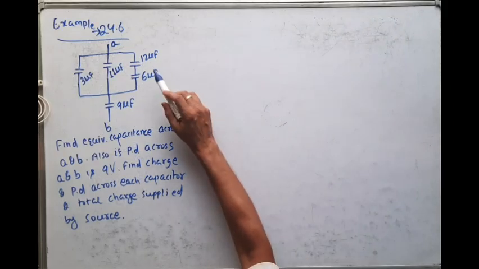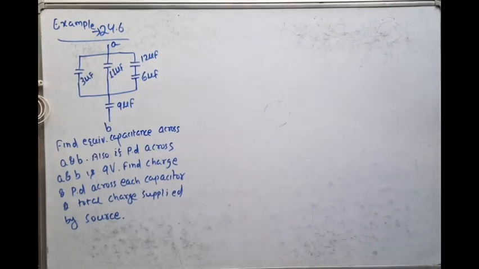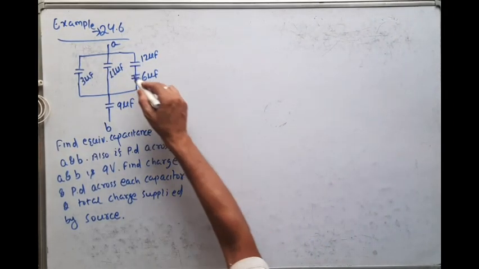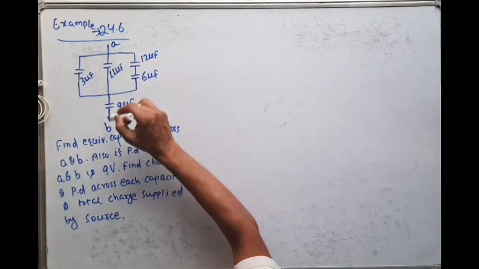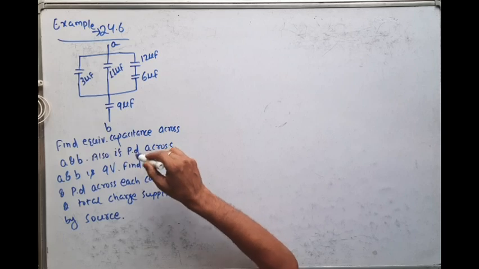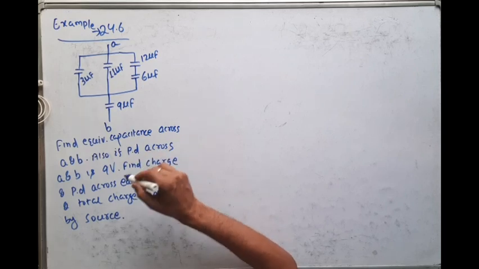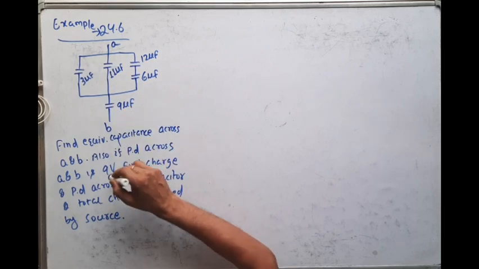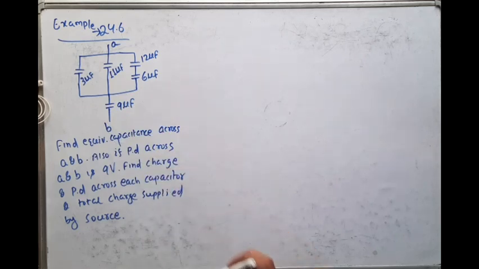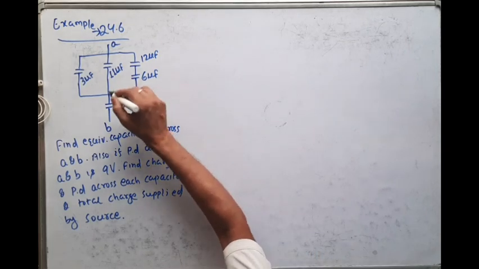Now see, this is example 24.6. The question is, in this circuit, you have to find the equivalent capacitance across A and B. Also, you have to find the potential difference and charge across each capacitor when a 9-volt source is connected across A and B. So what you will do, for simplicity, is give a name to the variable points.